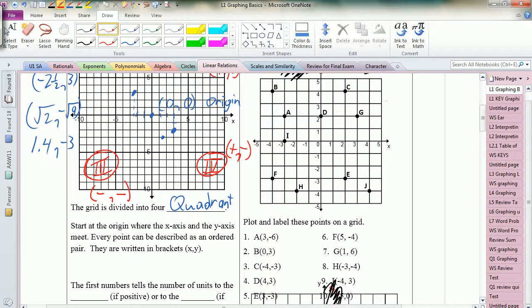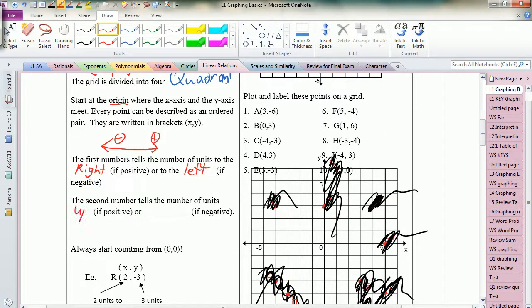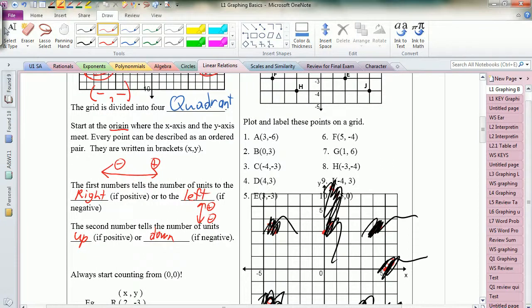When you're graphing, start at the origin. Actually put your pencil there and touch it, right here. Then, every point is an ordered pair with brackets and a comma. So the first number tells the number of units to the right, if positive, and to the left, if negative. The second number tells the number of units up, if positive, or down, if negative. So the positive and negative signs indicate directions to count.